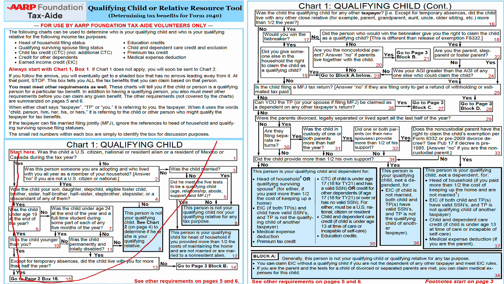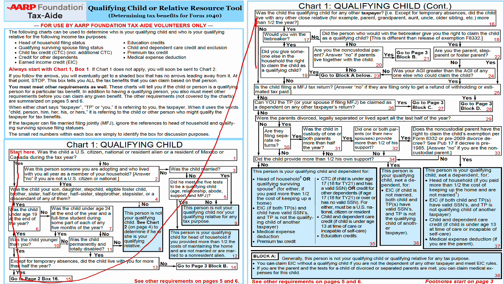The answer is no. Were the parents divorced, legally separated, or lived apart all the last half of the year? The answer to that is yes. Are they filing separate returns? Well, yeah, Chris is going to claim Mary as dependent on her tax return. So they are filing separate returns.